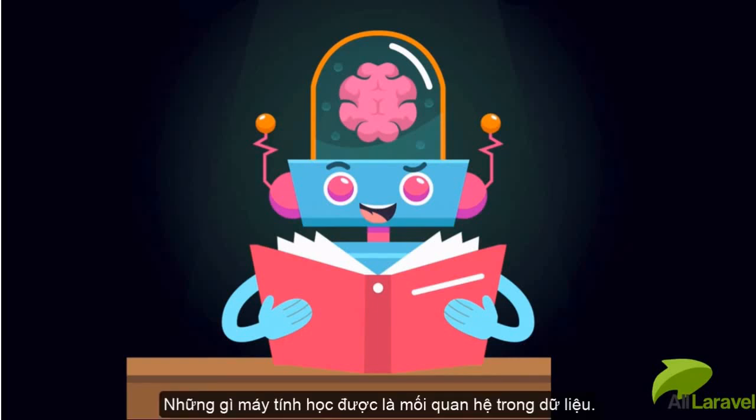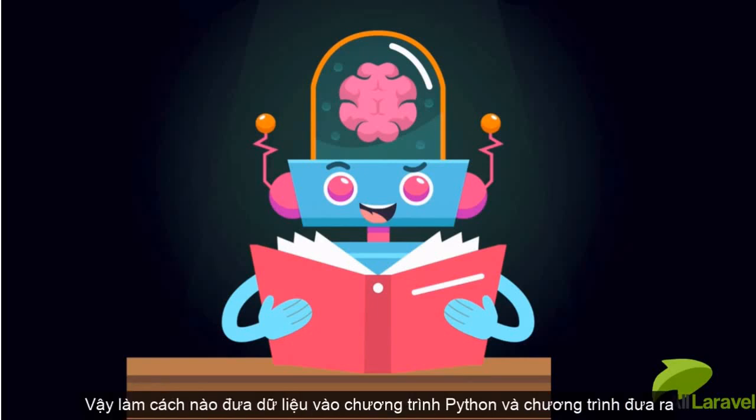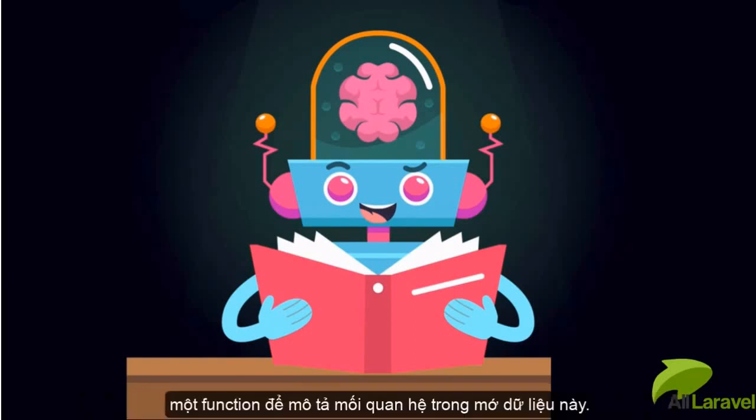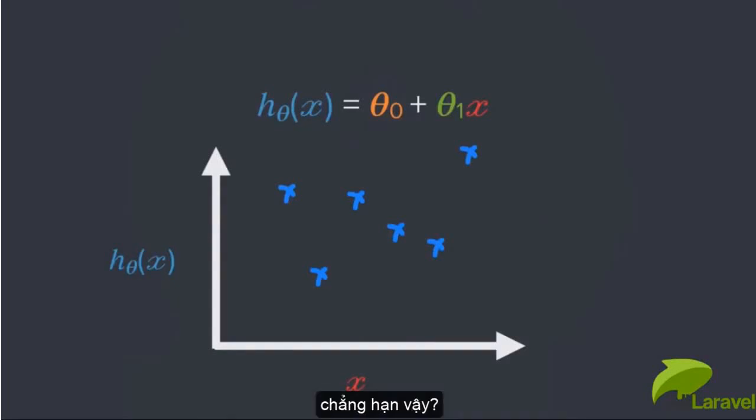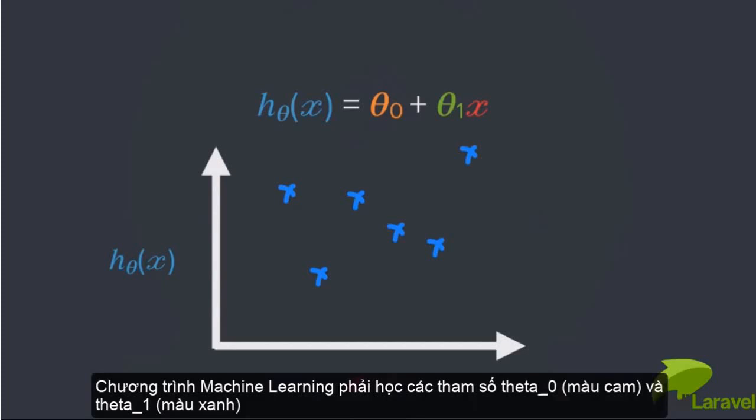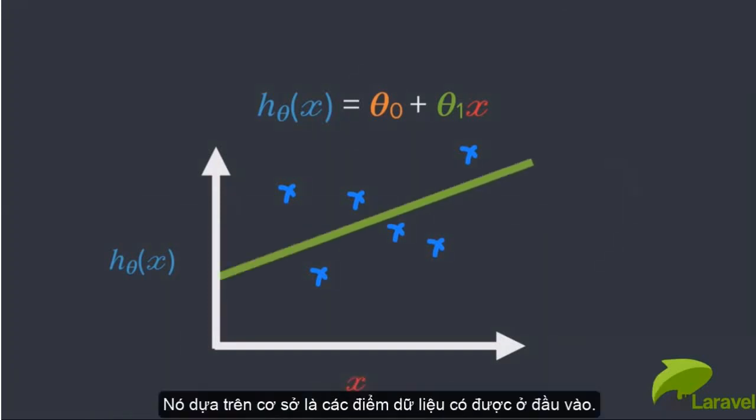The thing that our computer is actually learning is the relationship in the data. So how is it that we can feed a whole bunch of data into our Python program and our program spits out a function that describes the relationship in this data? What are the steps involved in how our machine learns this mathematical function? In a very simple linear regression example, our machine learning program has had to learn the orange theta 0 and the green theta 1 parameters in this equation. And that's going to be on the basis of the data points that it was given.